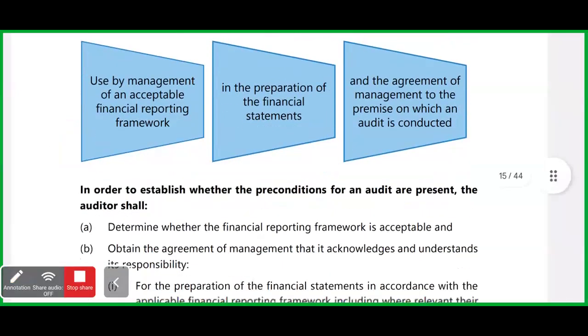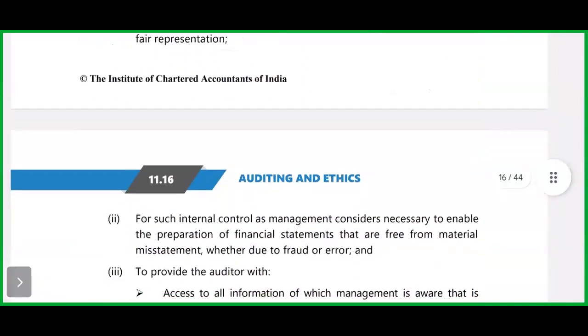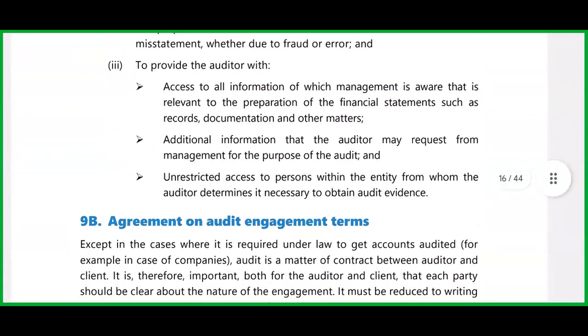Are these three things clear? Yeah. The same thing explained here. Yes.